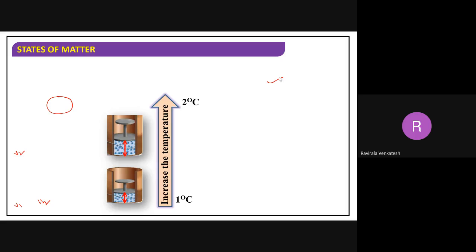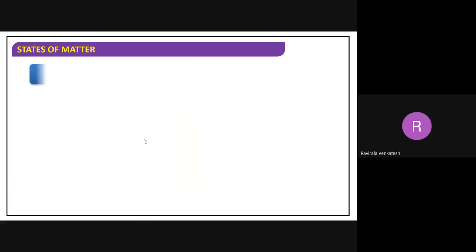Increasing the temperature one more time by 1 degree Celsius, again the volume increases. For every 1 degree Celsius increase, it is increasing again. From 0 degree Celsius to 1 degree Celsius, the volume is V0 at 0 degrees Celsius, and at 1 degree Celsius it will be V1.